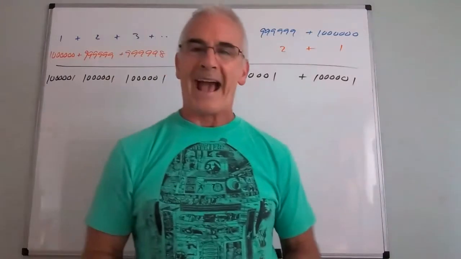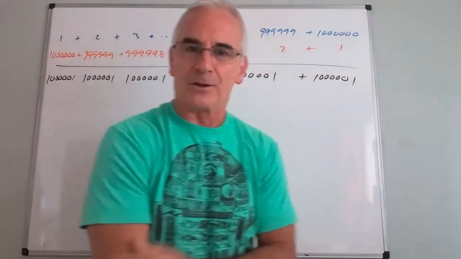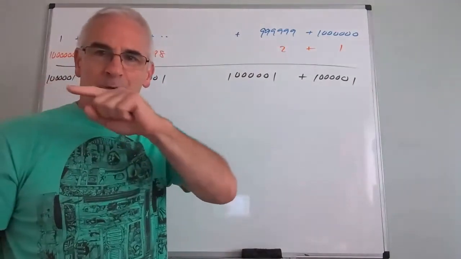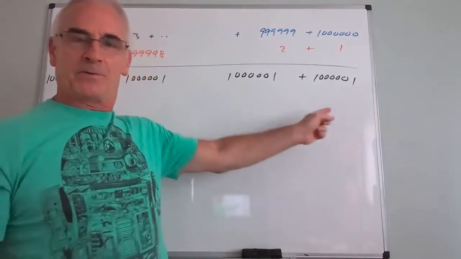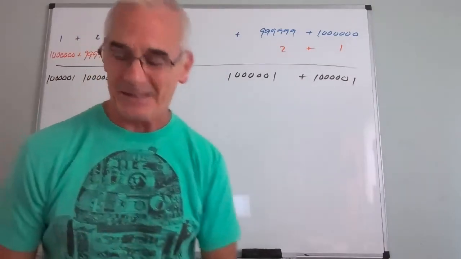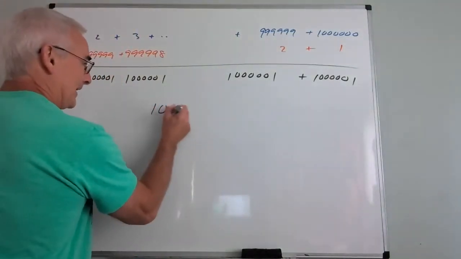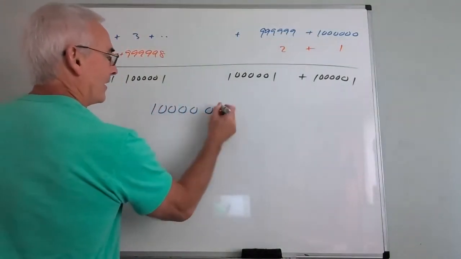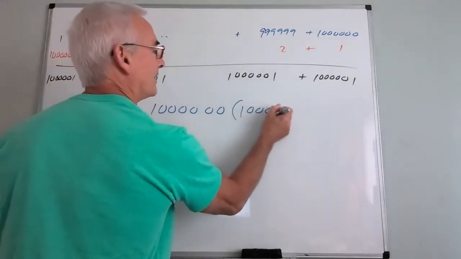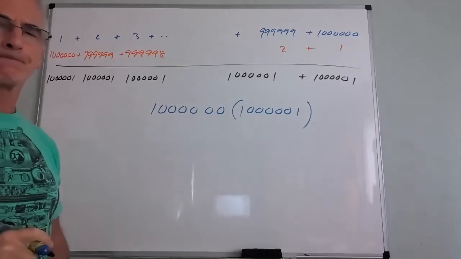So by adding the same set of numbers in reverse order, little Carl Friedrich noticed that I'm going to get 1,000,001 exactly how many times, folks? Exactly how many times am I going to get 1,000,001? A million. 1,000,000 times. So that means my final answer is going to be 1,000,000 times 1,000,001. Well, not exactly.